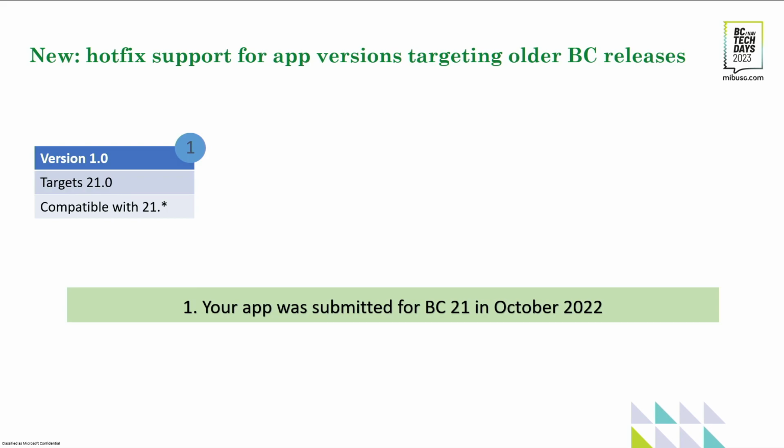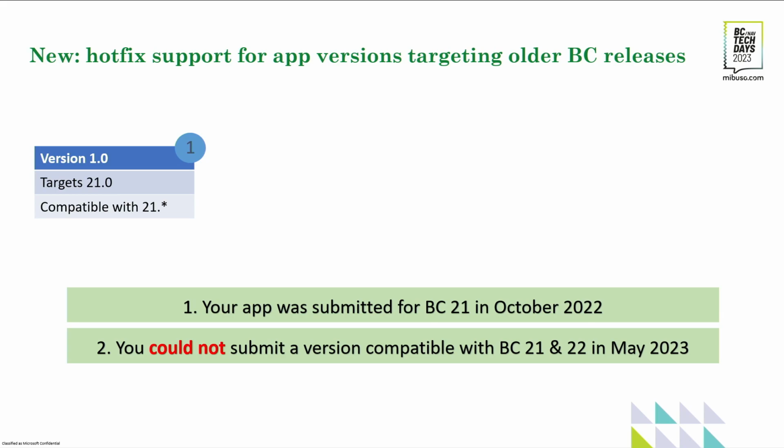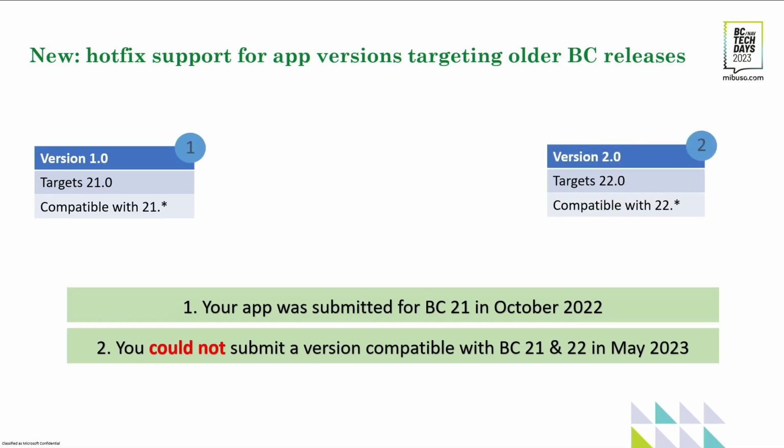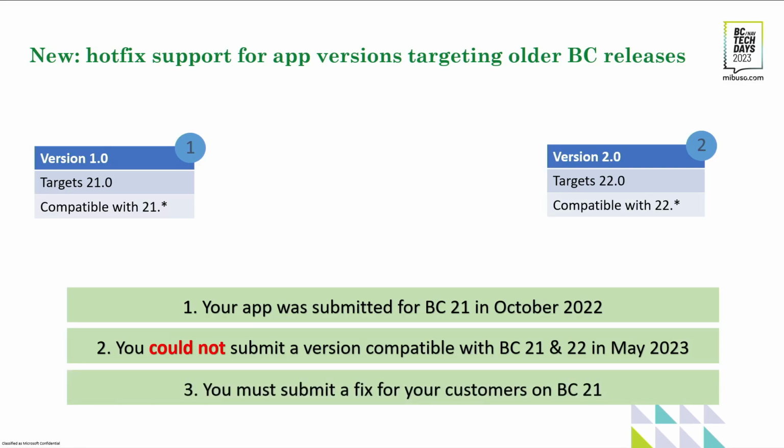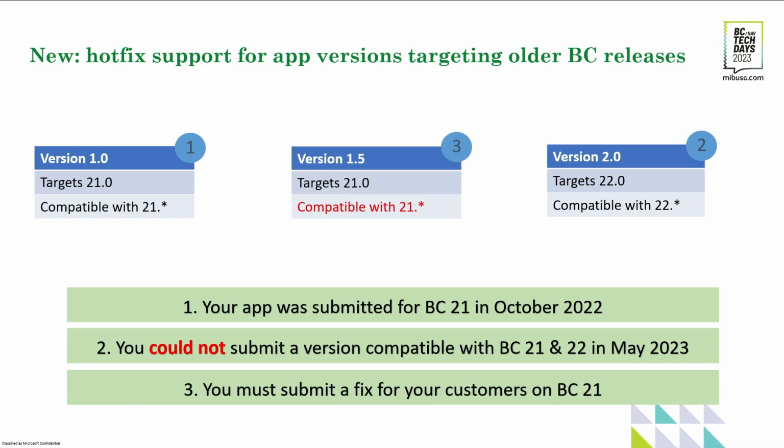You decided to go to AppSource. You published there an app that is compatible with Business Central version 21. And then a few months later, you decide to go with another version of your app that is now compatible only with version 22 because you had some technical issue making it compatible with both. That can happen. Now, you're finding an issue in your app that is targeting Business Central version 21, and you need to publish a fix for it. But you know it's not compatible with version 22.